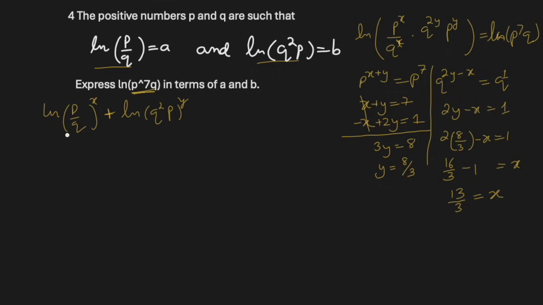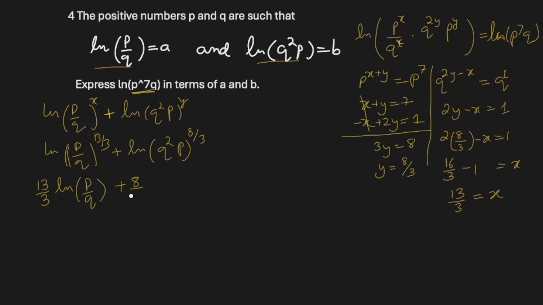So this has been given a power x. So it becomes natural log of p over q to the power 13 over 3. This is what our x came out to be. Plus natural log of q squared p to the power y, which is 8 over 3. In natural logs, the exponents become the coefficient of the natural log. So it becomes 13 over 3 natural log of p over q plus 8 over 3, both are positive, right? Natural log of q squared p.